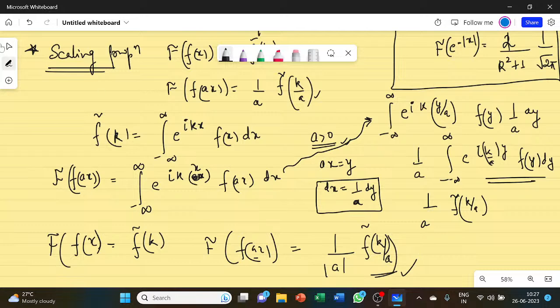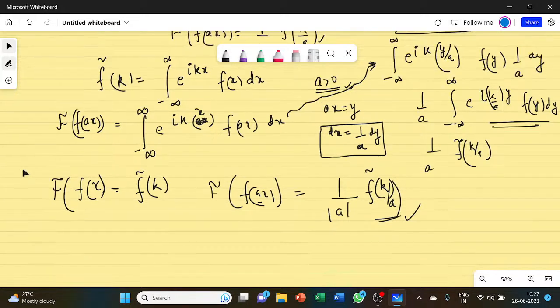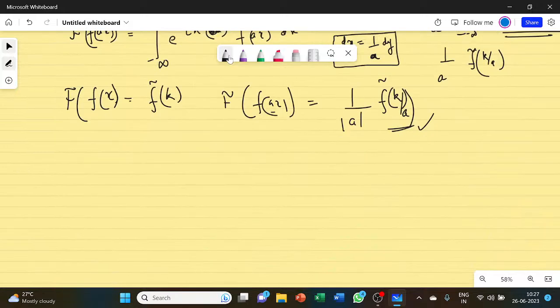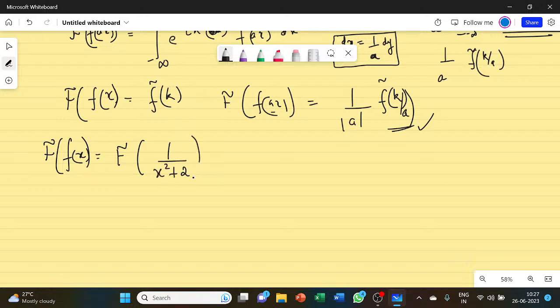Okay, now you see the question that was given to you was this. For example, I want to find the Fourier transform of f of x, where f of x is simply 1 upon x square plus 2. Okay, it is x square plus 2. So let us derive a simple result first, and then we'll see.